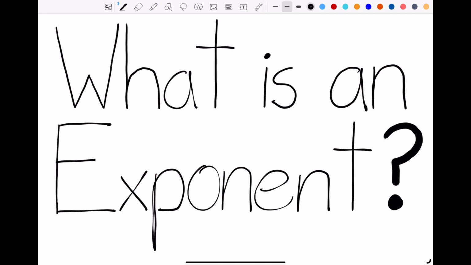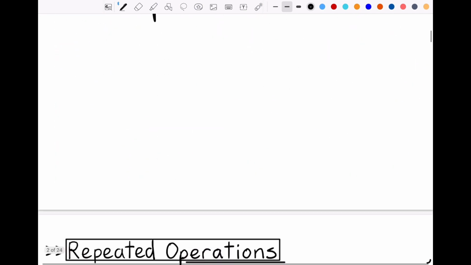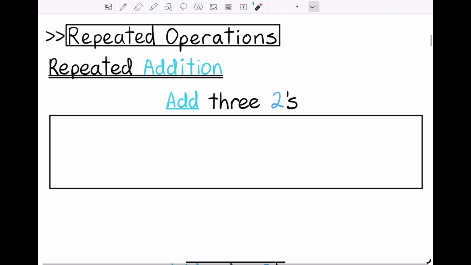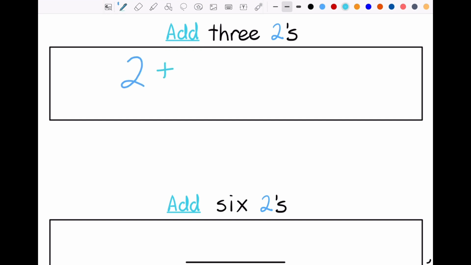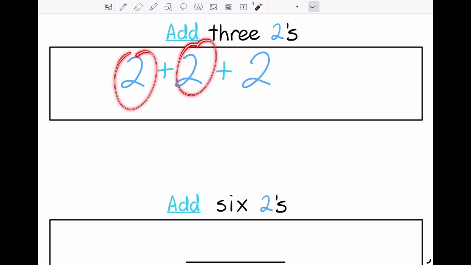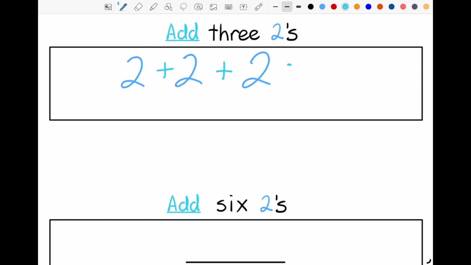What is an exponent? To answer this question, let's first review repeated operations. For most people, the first operation they see repeated is addition. So let's review repeated addition. For example, let's say we're adding three 2's together. We could write this down as 2 plus 2 plus 2. And notice we're adding the same number repeatedly. This is why we call this repeated addition.